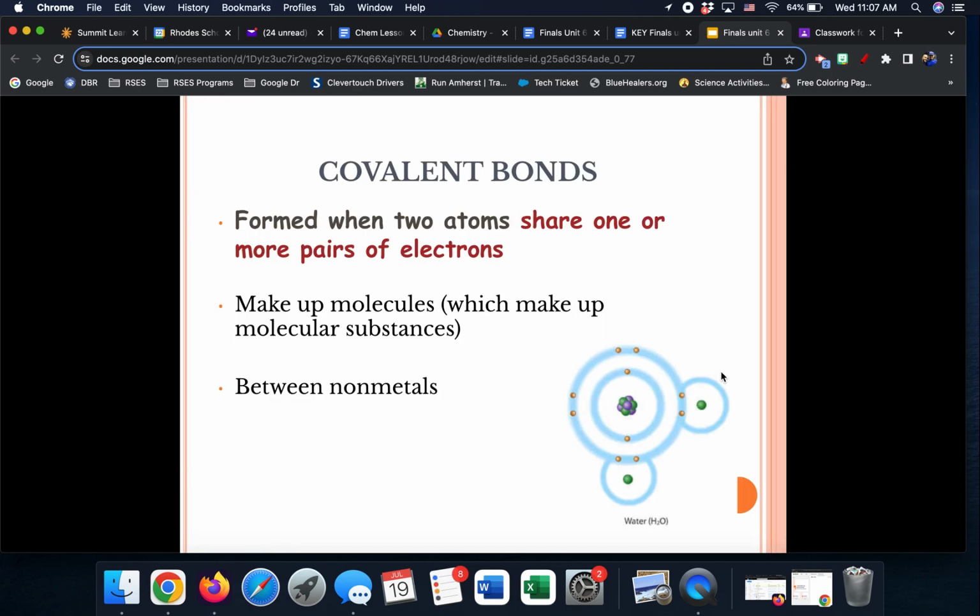So what happens here is both elements or both atoms need to gain electrons, so they need to share them. And this is going to happen between nonmetals. So two things on the right side, which makes sense because we said things on the right, the nonmetals need to gain electrons, so both of them need to gain them. So that's why they're going to form covalent bonds. They're going to share.